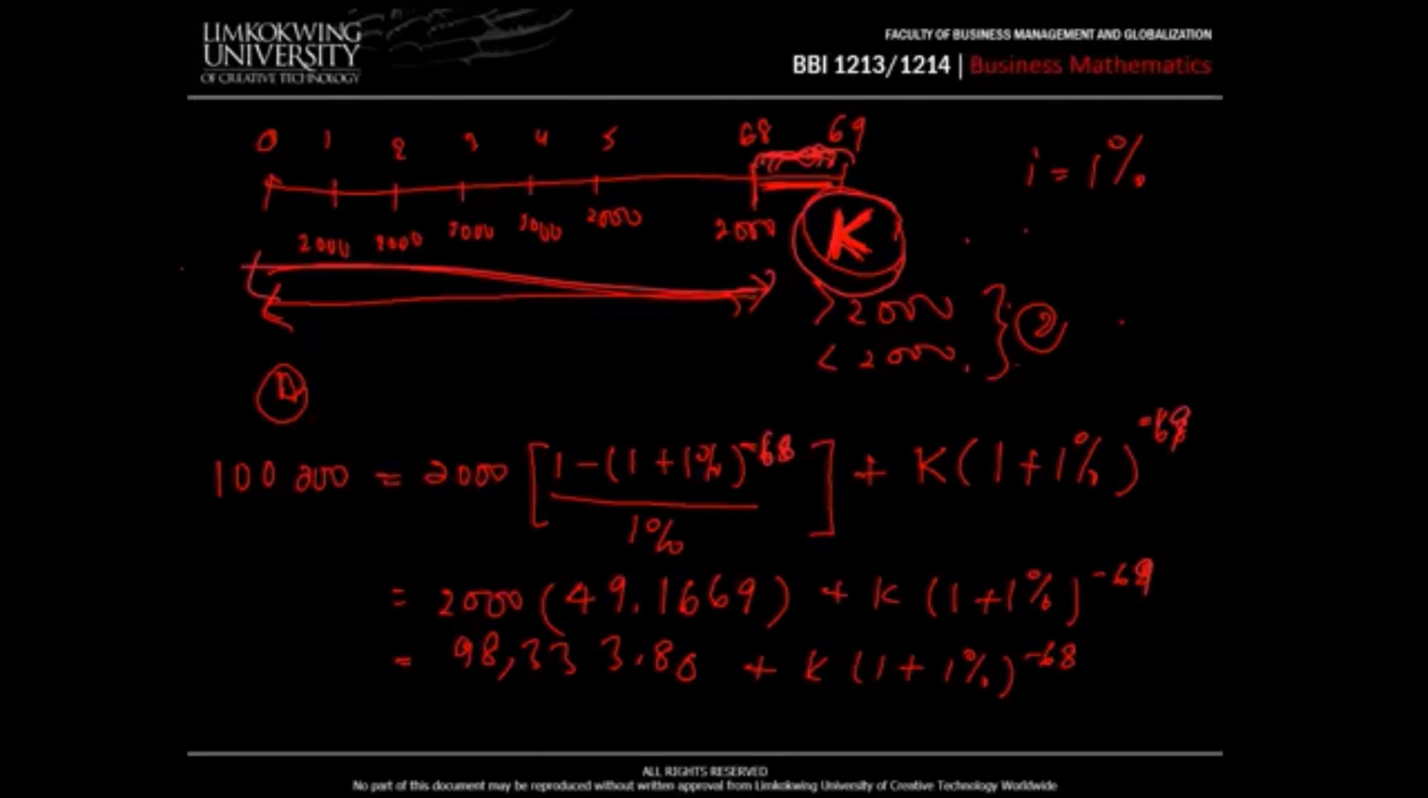Okay, now bring this one to this side. 100,000 minus 98,333.80, divide by 1 plus 1% negative 68. Then you get the value of K. What is the value of K?